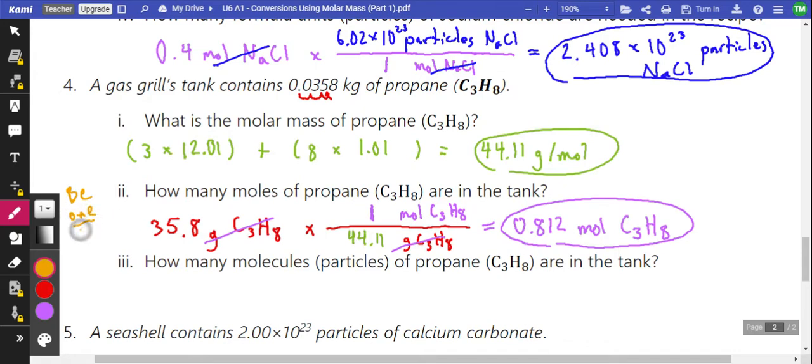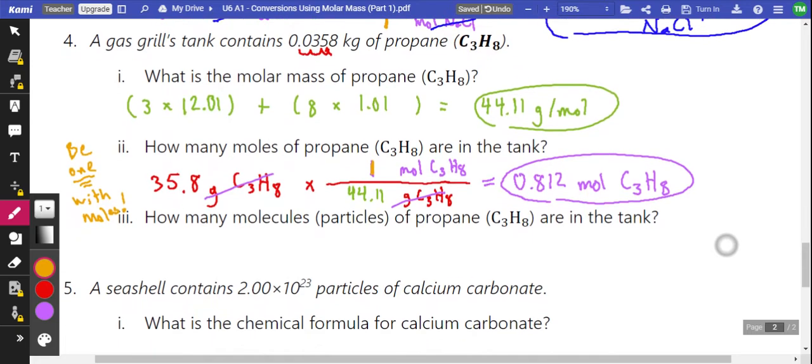Be 1 with moles. You see moles in a fraction bar, you take a deep breath, and you become 1 with moles. In other words, if you see moles in a fraction bar, you put a 1 there. Be 1 with moles. It's kind of goofy, but it helps. It sticks. And we'll probably see it in this next problem.